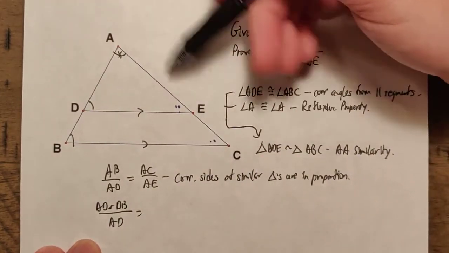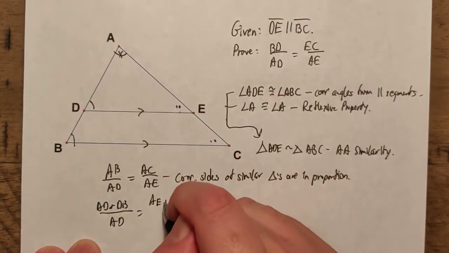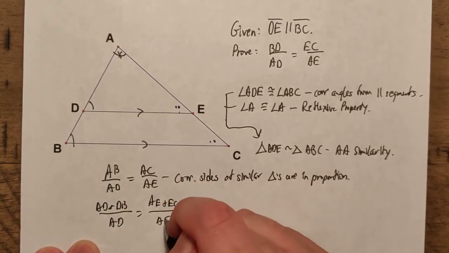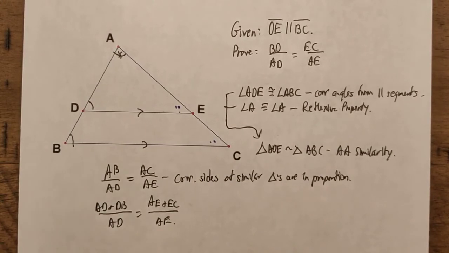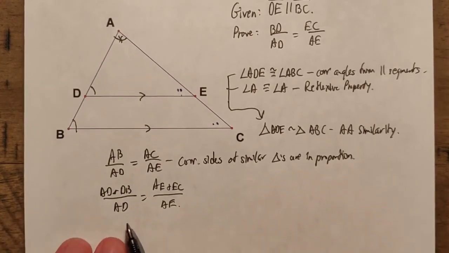Similarly, notice that AC is a combination of two segments. It's AE plus EC, so I can write AE plus EC over AE, right? Interesting. All we did was just use the partition postulate and then substitute it. Now, I recognize these fractions.